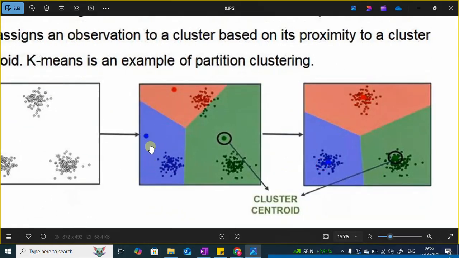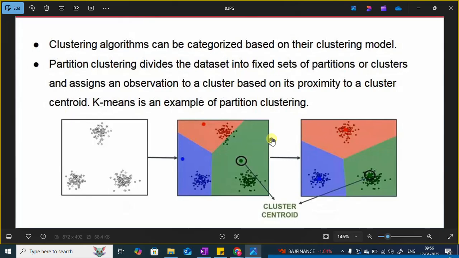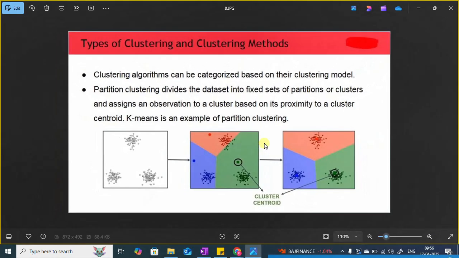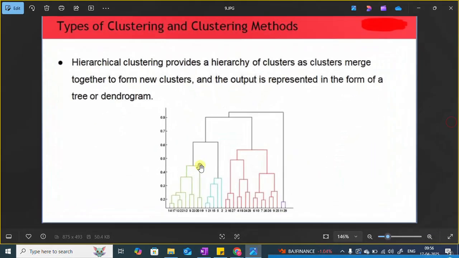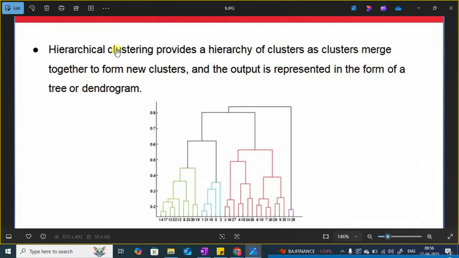Similarly, for the blue color, I am putting it here, and for the green color, I am putting it here. That is why it is called a cluster centroid. Now you can see the centroid is present exactly at the center of the bunch of data for that particular cluster. You will get to know more details in the next class when I explain k-means clustering altogether. Clear, guys?